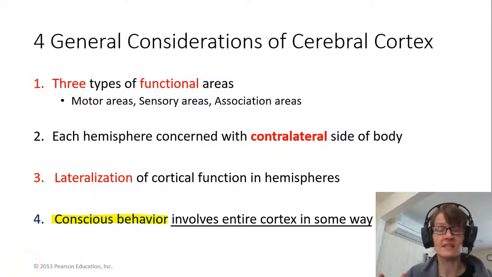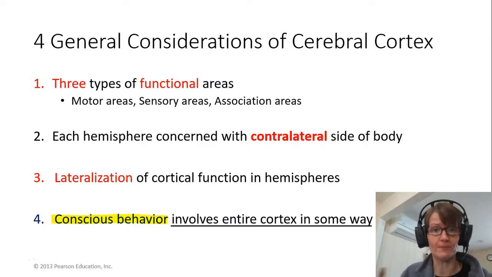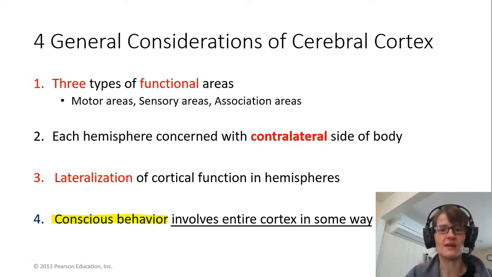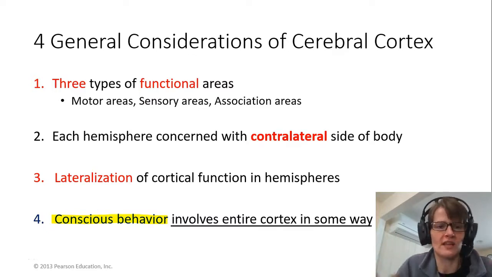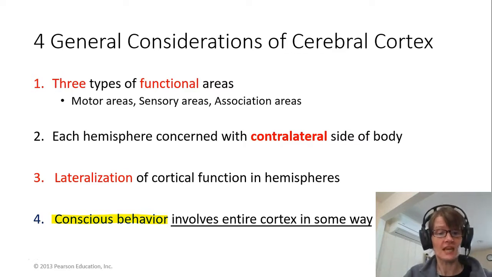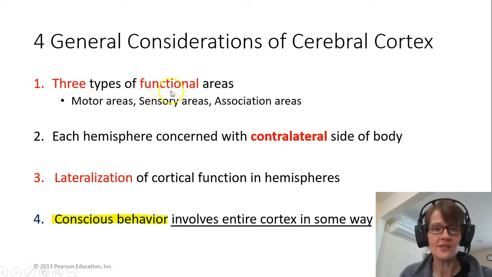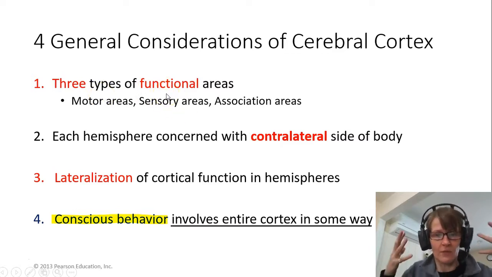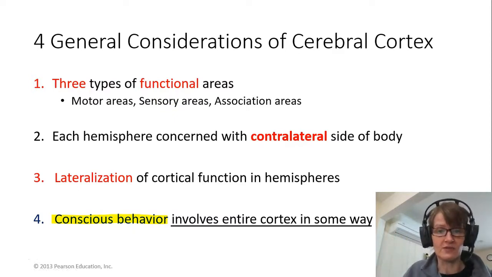Okay, so this video is going to deal with physiology of the cerebrum. We talked about all the various lobes, but now we need to ask, what's their function? What are they doing? There are three types of function. We have motor areas that control our muscles and our glands. We have sensory areas that receive information from all the sensory organs around the body. And we have association areas where we're making the connections between things.